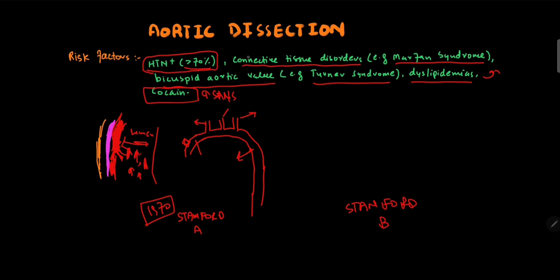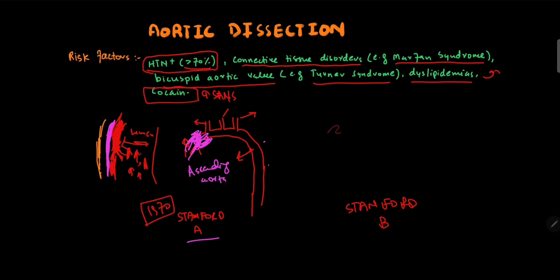So what happens in Stanford A is that we get dissection in the ascending aorta. So the ascending aorta is involved. Whenever you have ascending aorta involvement, just think about Stanford A, regardless of whether the descending is involved or not involved, because it may or may not be involved, right? You just need involvement of the ascending aorta. If the ascending aorta is involved, it's Stanford A, regardless of whether the descending is involved.